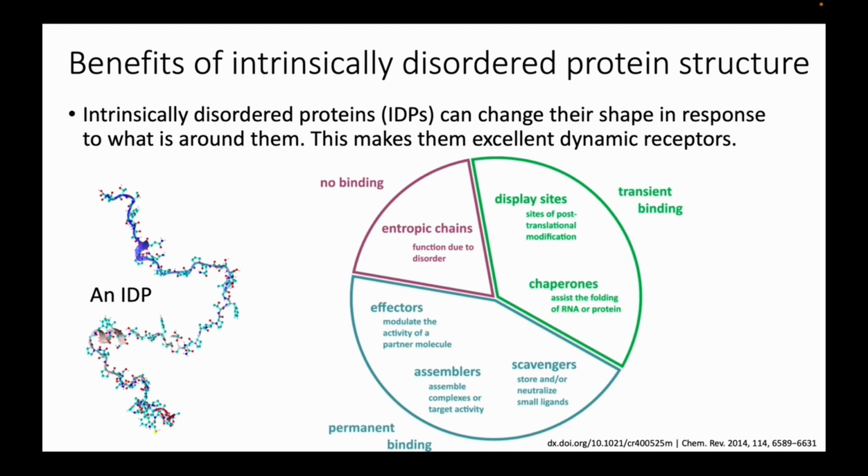And the reason why is because they change their shape in response to what is around them, which makes them excellent dynamic receptors. So for example, you can have a region of a protein that's intrinsically disordered that can act as a scavenger to store or neutralize small ligands. You can have, for example, a region of a protein that's intrinsically disordered that binds to other proteins to help assemble a larger protein complex. You can have an intrinsically disordered region that gets post-translational modifications, which we'll talk about more. But that's like a signal to another protein that this enzyme is activated now, or it's deactivated. So there's definitely advantages to having these intrinsically disordered proteins in the cell. They have specific and useful functions.